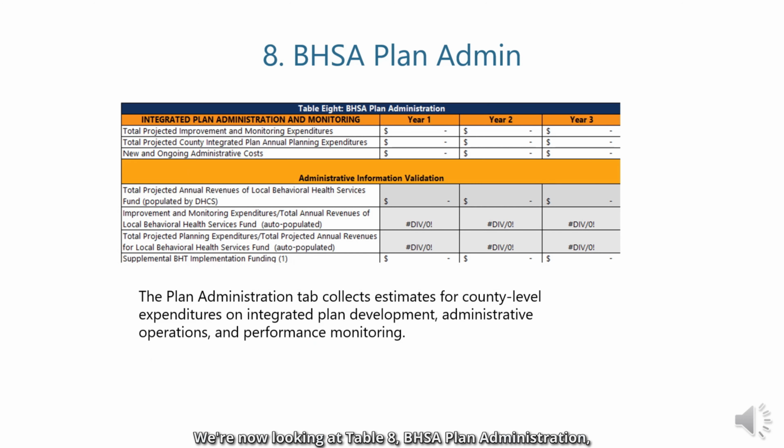We're now looking at Table 8, BHSA Plan Administration, which captures the total projected administrative and planning expenditures that counties anticipate needing to support the implementation and monitoring of the integrated plan. This table is split into two sections: Integrated Plan Administration and Monitoring, and Administrative Information Validation.